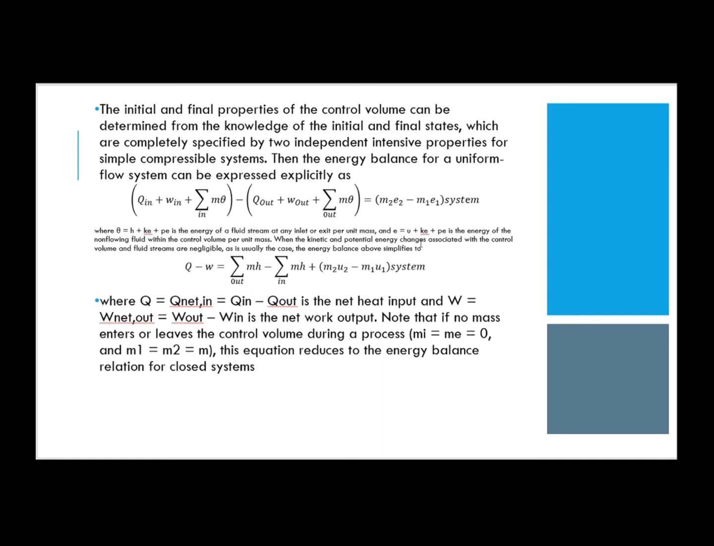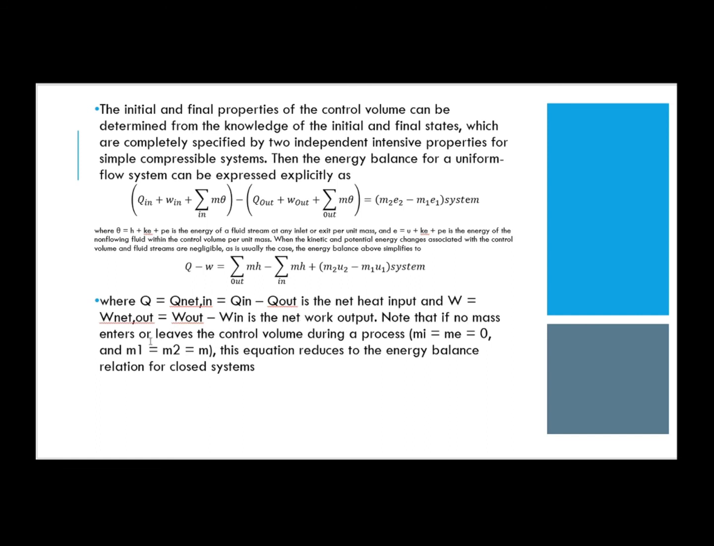When the kinetic and potential energy changes associated with the control volume and fluid streams are negligible, as is usually the case, the energy balance above is simplified to Q minus W equals the sum of m h out minus the sum of m h in plus m2 u2 minus m1 u1, where Q equals Q in minus Q out is the net heat input, and W equals W out minus W in is the net work output.